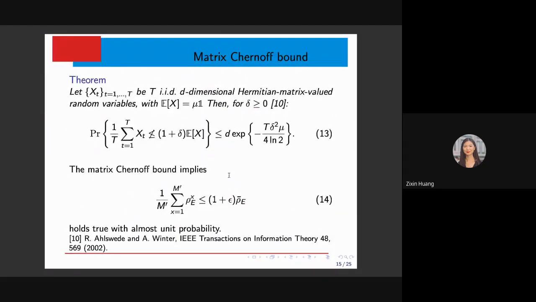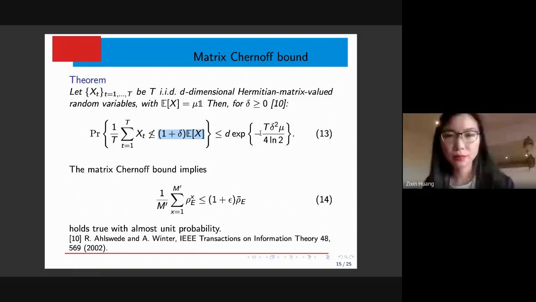The matrix Chernoff bound states that if you have a collection of Hermitian matrix-valued random variables, which has mean value mu times identity, then the probability, when you add up a bunch of these, that the sum deviates from the mean is exponentially suppressed. It is exponentially suppressed in terms of the number of elements that you add, which is t, as well as the sum.